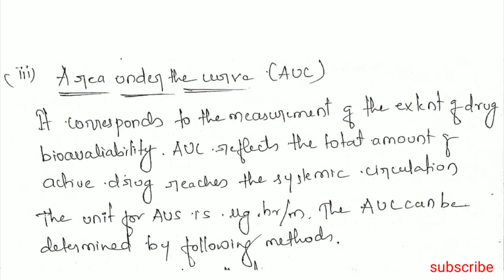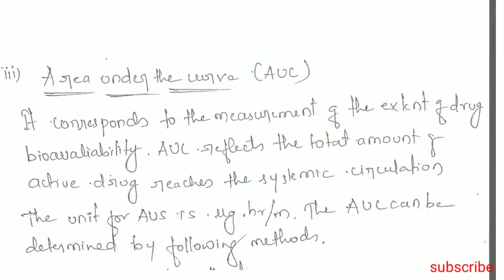Third, area under the curve, nothing but AUC. It corresponds to the measurement of the extent of drug bioavailability. AUC reflects the total amount of active drug that reaches the systemic circulation. The unit for AUC is microgram into hour per milliliter. The AUC can be determined by the following methods.